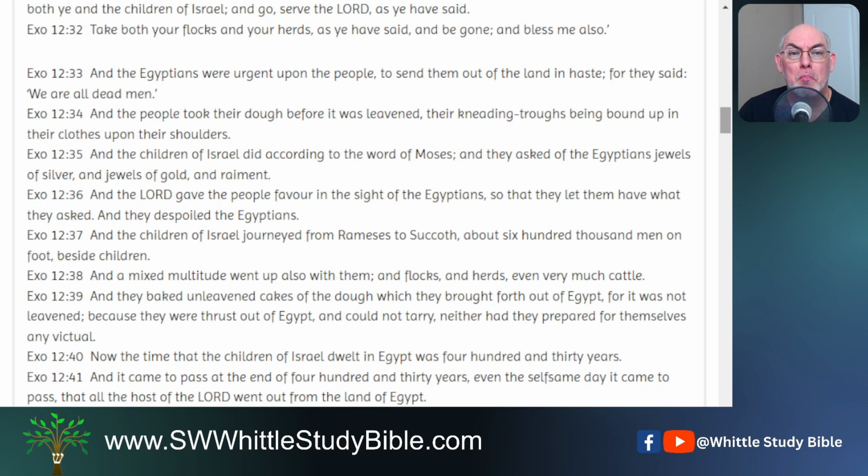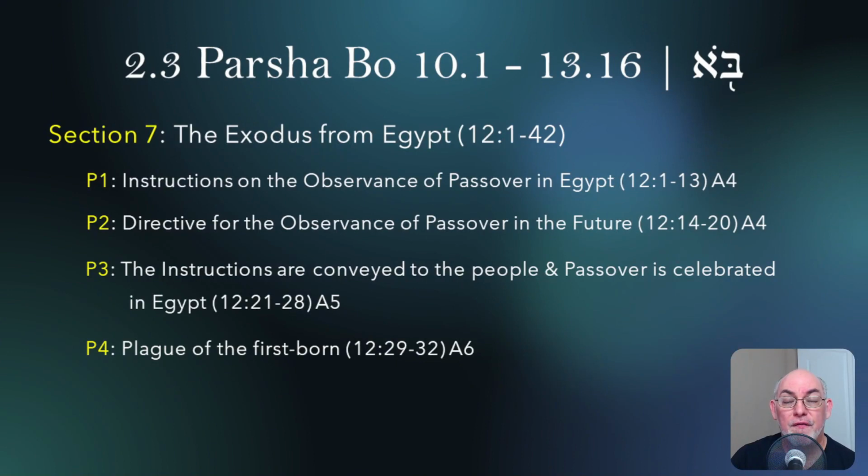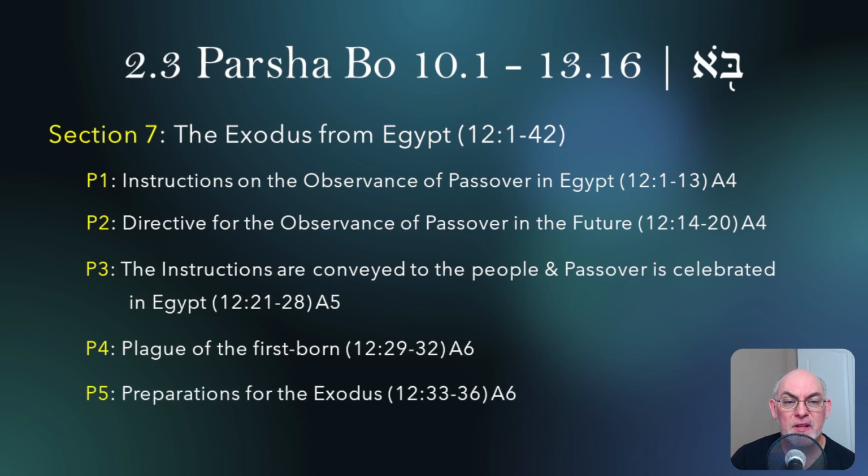It says, "Take both your flocks and your herds as you have said, and be gone, and bless me also." This is the end of the 4th paragraph, which is the plague of the firstborn. Now, that leads us to the 5th paragraph, which is the preparations for the Exodus. This is chapter 12, verse 33 through 36, and Aliyah 6.